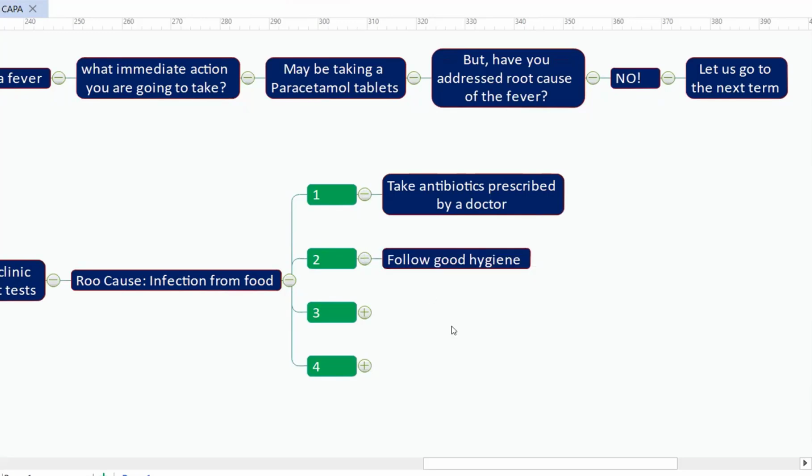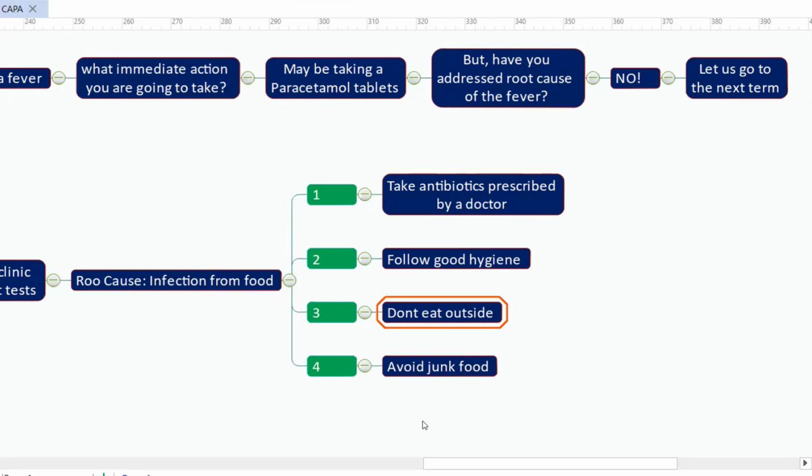Understand that I got a fever because of this bad food. I need to follow some hygiene also, right? I'm going to follow the hygiene. I'm not going to eat outside anymore, because of that the fever was produced. And I'm also going to avoid junk foods. So these are the actions.